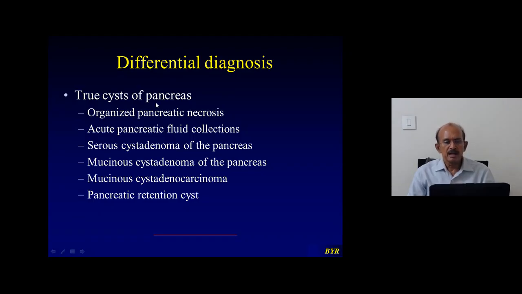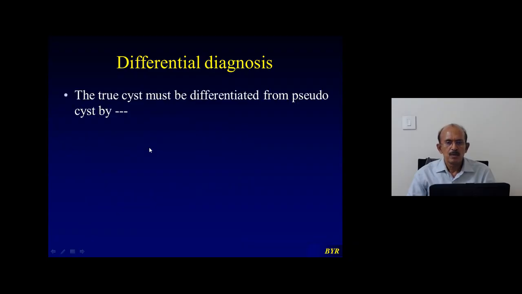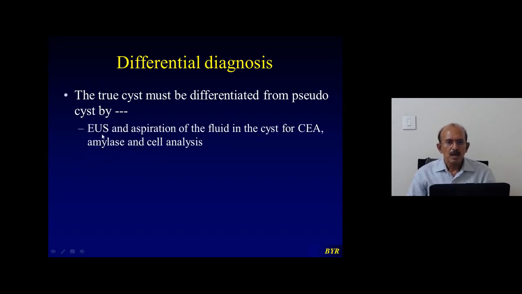Pseudopancreatic cyst doesn't occur in the pancreatic parenchyma. It occurs just around the pancreas, either anteriorly most commonly or posteriorly. The true cyst must be differentiated from pseudocyst by endoscopic ultrasonography and aspiration of the fluid from the cyst, and examine the fluid for carcinoembryonic antigen, then amylase content, and for malignant cells.